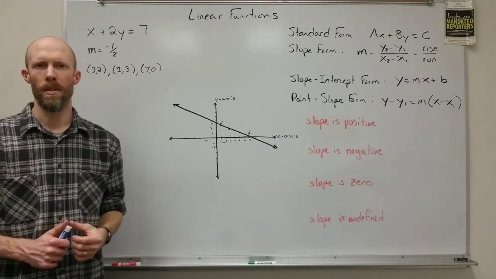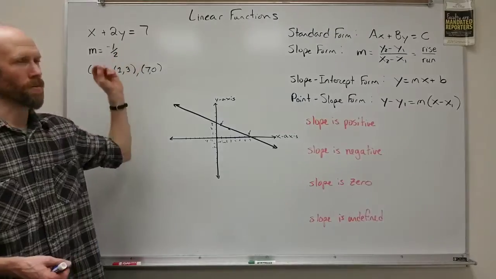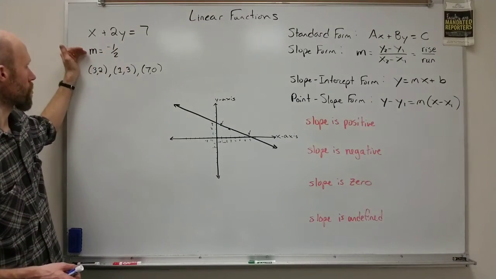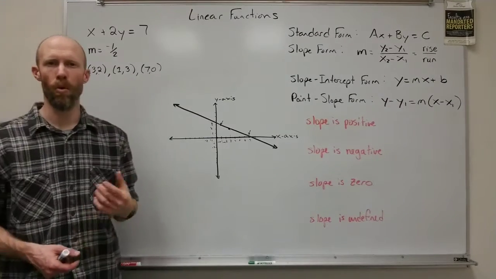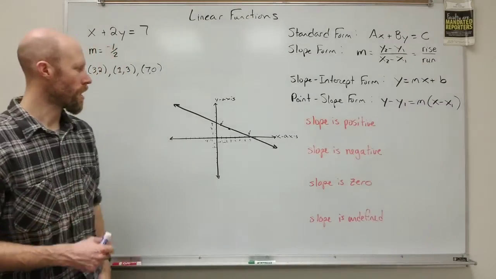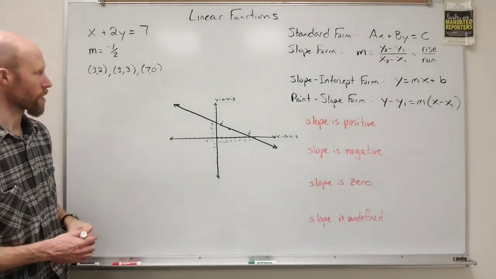Here's a summary of some of the information from the example I showed in the last video. I had a standard form of a linear equation, x plus 2y equals 7. We showed that the slope was negative 1/2, and I found 3 points that actually satisfy or solve the equation, and we plotted them, got a graph. Now, a couple things that are very interesting about this.